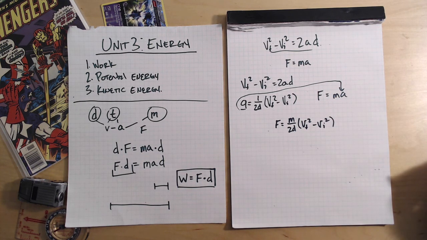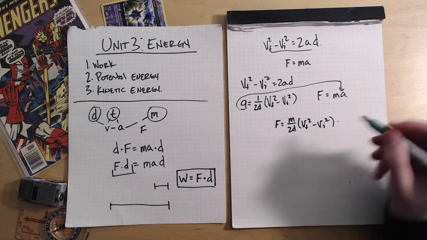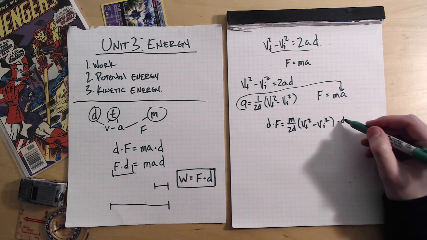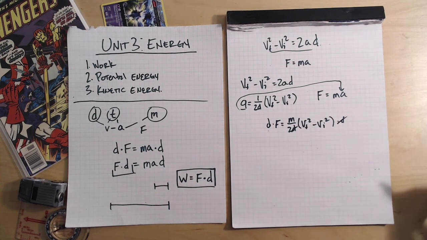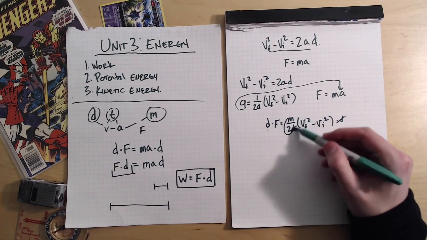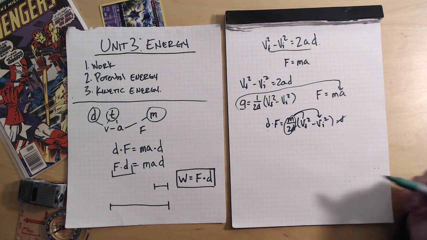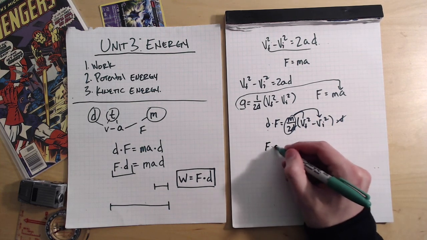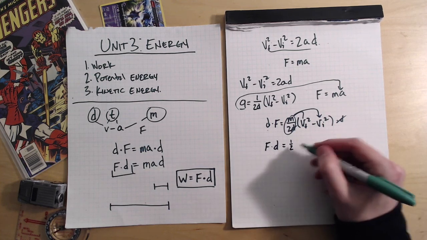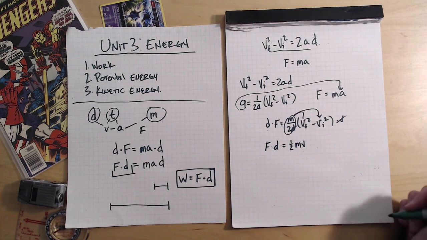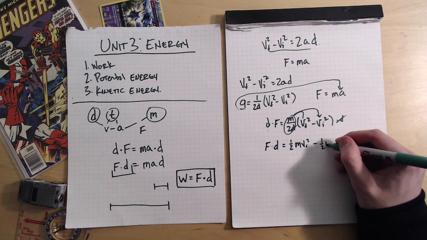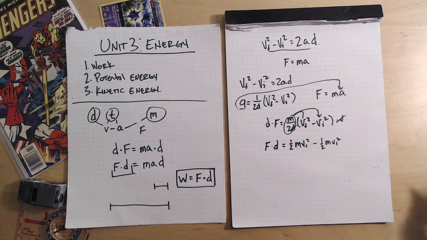Okay. And now we have a d on the bottom here, so if we multiply both sides by d, we can get our work equation on the other side here. So that d is going to cancel with that one. And what I'm going to do now is I'm going to take this and I'm going to distribute it into each of these terms. So we're going to get force times distance is equal to we have a 1/2 mv final squared minus a 1/2 mv initial squared.